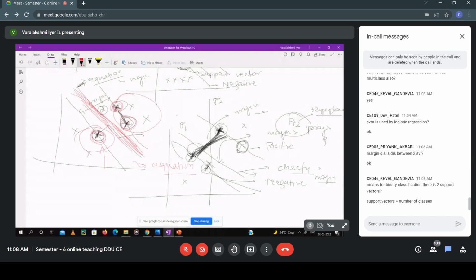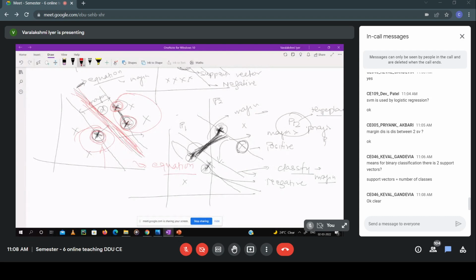Okay, so it is not equal to the number of classes. Support vectors can be multiple, but for right now we'll be having two-class classification. So there will be support vectors associated with positive data points, and there will be support vectors associated with negative data points. Are you getting the point now, or is it still confusing?